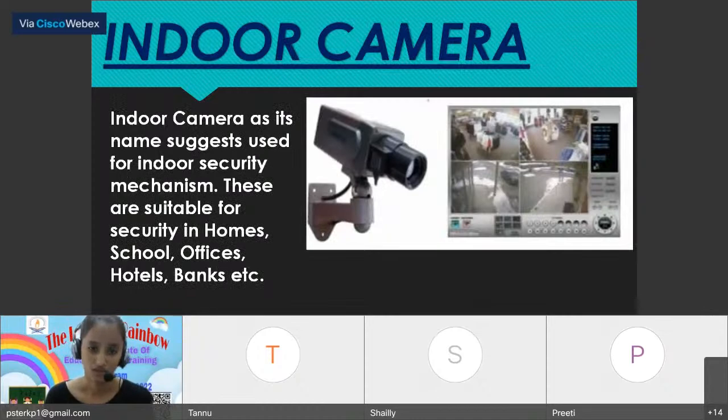Next, indoor camera. As the name suggests, these cameras are for inside purposes. Indoor cameras are used for indoor security. These are suitable for security in homes, schools, offices, hotels, banks, etc.